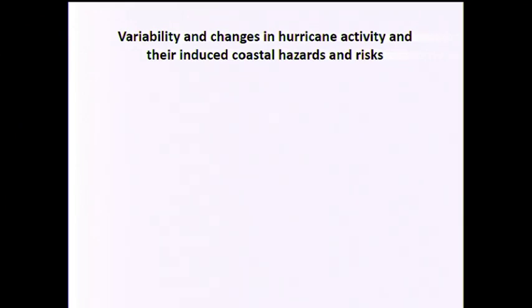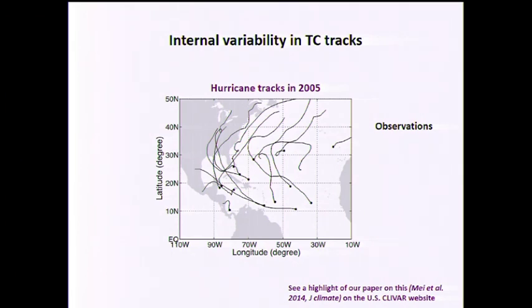We are now looking at the variability and change in hurricane activity, and trying to assess their induced coastal hazards and risks. It is well known that the atmosphere is quite chaotic in nature. So as expected, the hurricanes exhibit strong internal variability in almost every aspect. Next, I'm going to show you one example, using the hurricane tracks. This figure shows the hurricane tracks in 2005 based on observations.